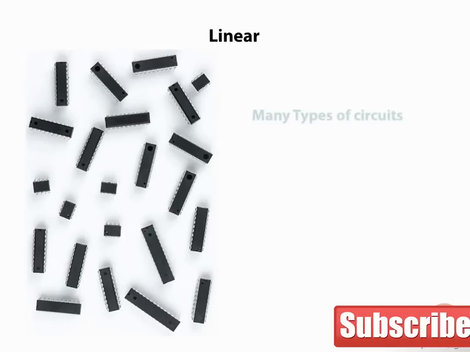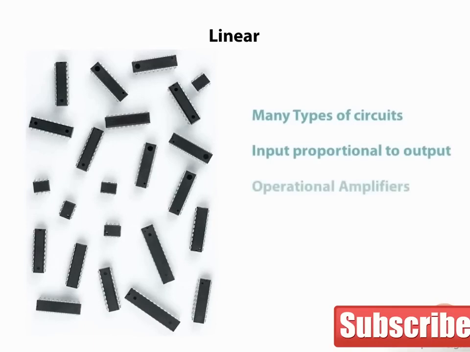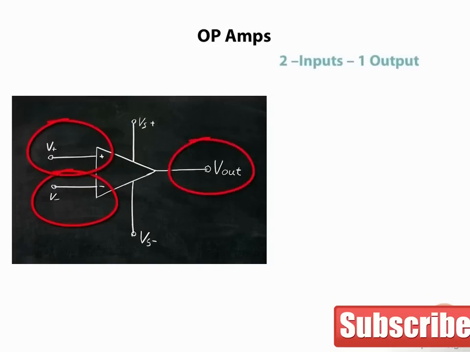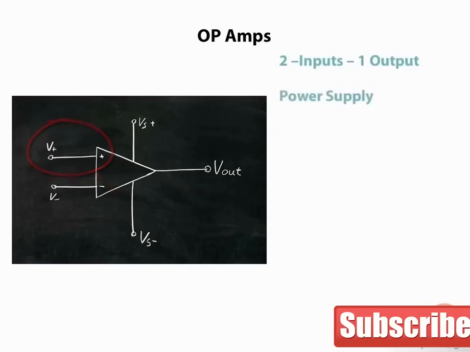The spectrum of linear circuits is vast. What defines a circuit as linear is that the output of a linear circuit is a functional relationship of the input. A versatile linear IC is the operational amplifier, or op-amp for short. The schematic diagram of an op-amp is shown here. We see that there are 2 inputs and 1 output. The input with the negative sign is called the inverting input, and the input with the positive sign is called the non-inverting input. We have connections for a power supply, both negative and positive.